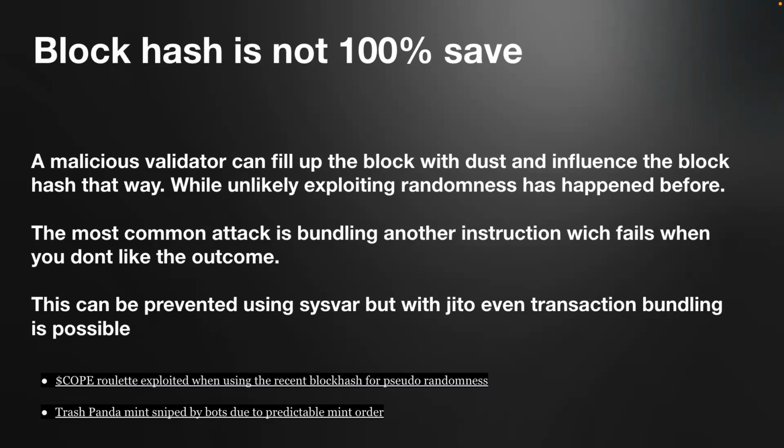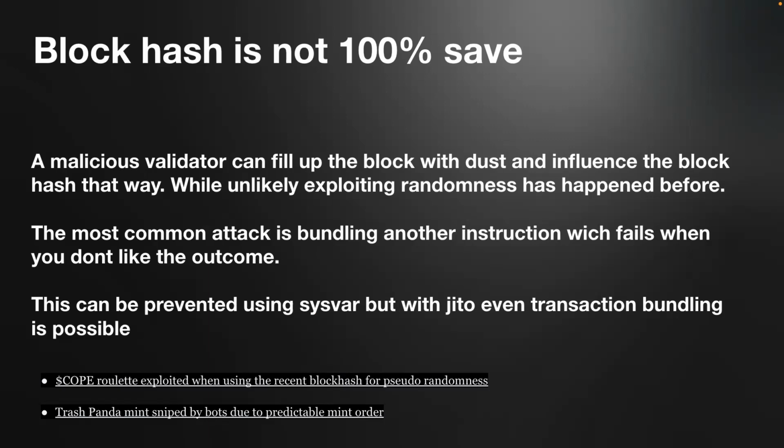But a more common attack on cheating randomness, which happens quite often, is that you just add another instruction under your instruction. Like let's say I have a coin flip instruction, and then I add another one, and in the other instruction I check if I won or not. And if I didn't win, then I just let the whole transaction fail. And like this, you can very easily circumvent random outcomes if they are not in your favor.